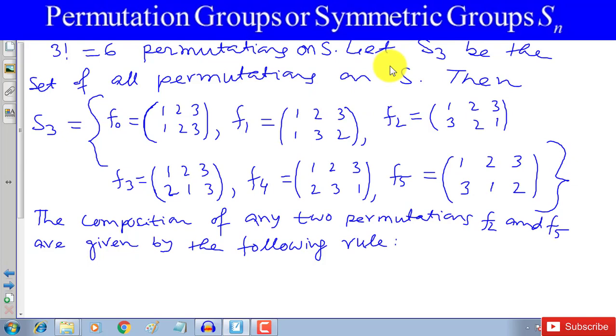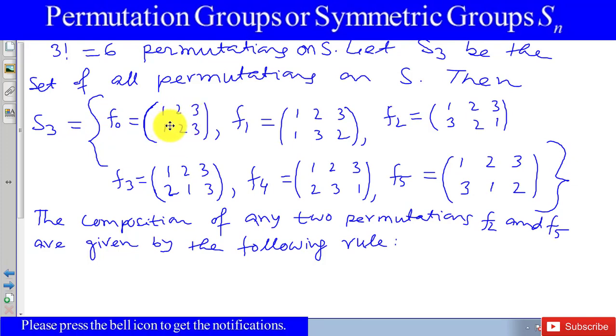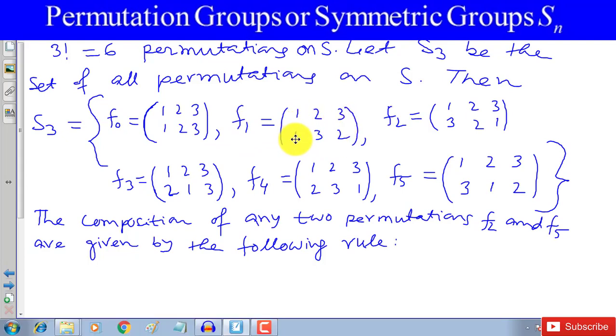Let S3 be the set of all permutations on S. Then S3 consists of f0 = (1→1, 2→2, 3→3), which is the identity function. f1 = (1→1, 2→3, 3→2), that is, the image of 1 is 1 under f1, the image of 2 is 3, and the image of 3 is 2. f2 = (1→3, 2→2, 3→1). f3 = (1→2, 2→1, 3→3). f4 = (1→2, 2→3, 3→1), and f5 = (1→3, 2→1, 3→2).